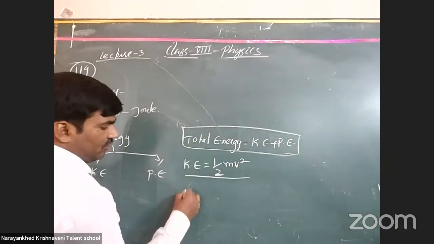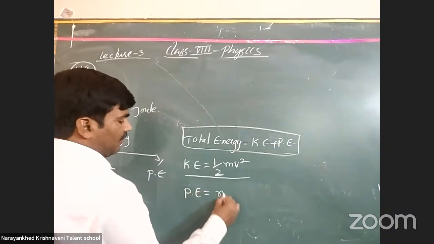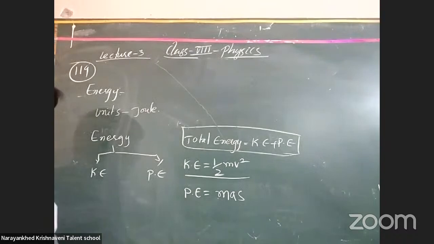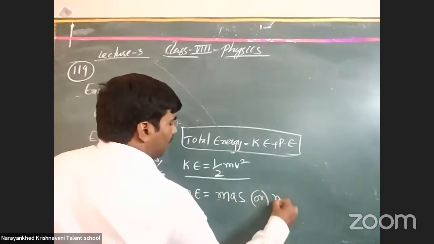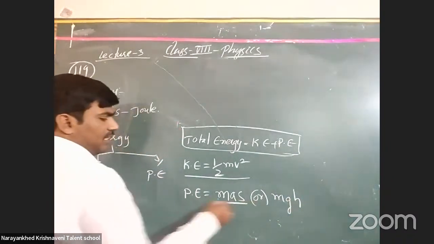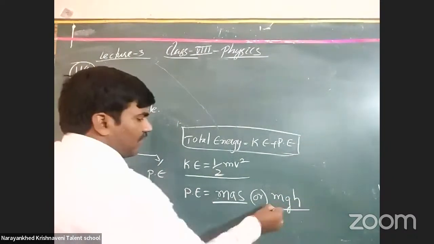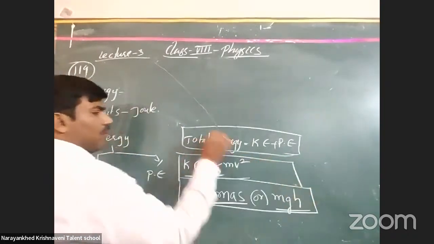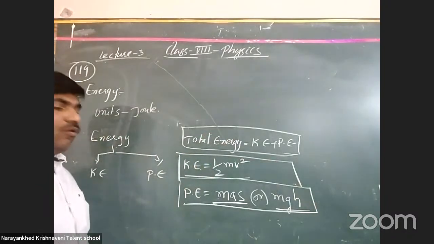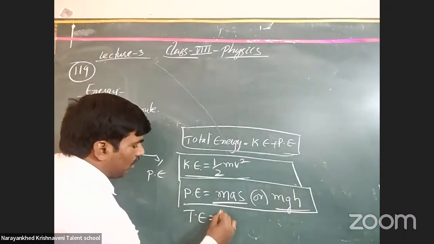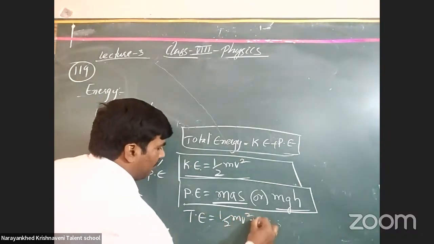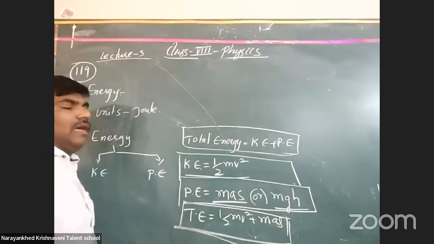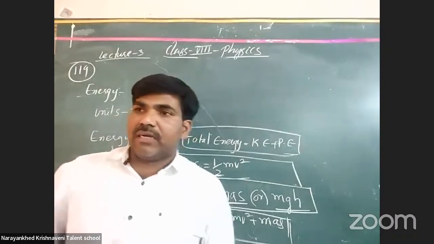And potential energy is written like this: m into a into s. Okay, clear or not? Or it is also written as m into g into h. It is for a linear motion. It is for a body at a height. Got it or not? It is called kinetic energy. It is called potential energy. Got it or not? Total energy is equal to half m v square plus m a s or m g h. Like that, energies can be written mathematically.